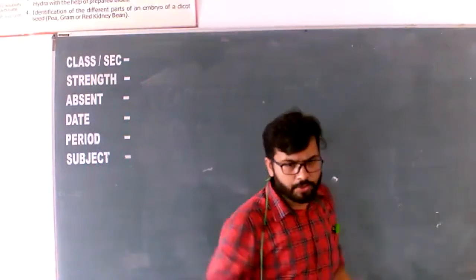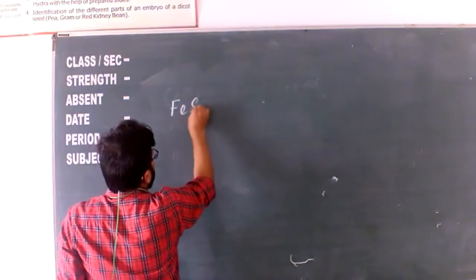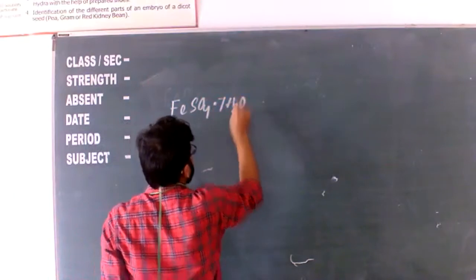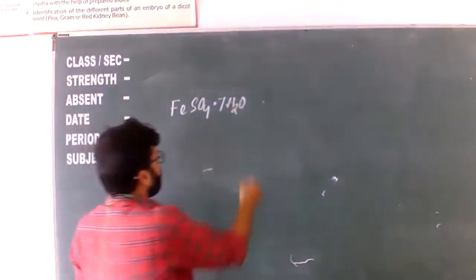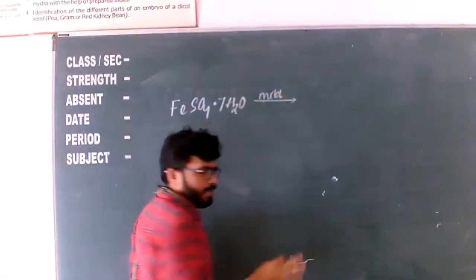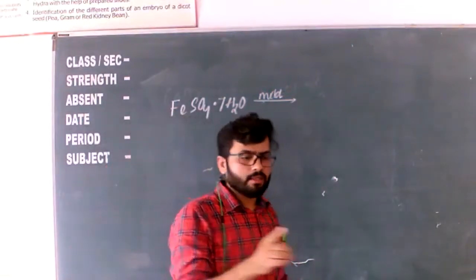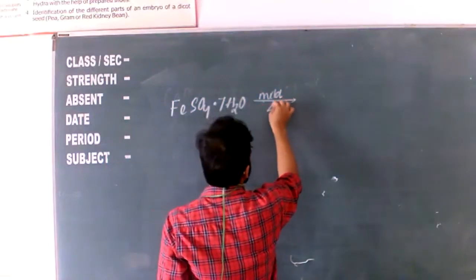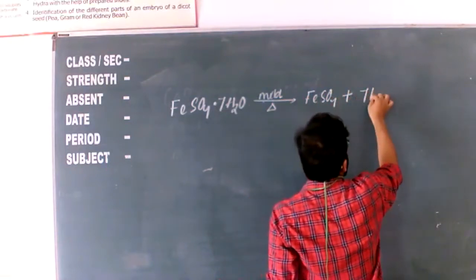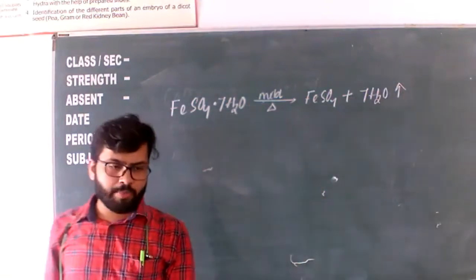Next, what do you observe? On heating ferrous sulfate crystal: as you know, ferrous sulfate is FeSO4.7H2O. It contains water of crystallization. When you heat it, initially with mild heating, the heat will not be very much. In that case, we say mild heating. First, the water molecules will get evaporated out, leaving FeSO4.